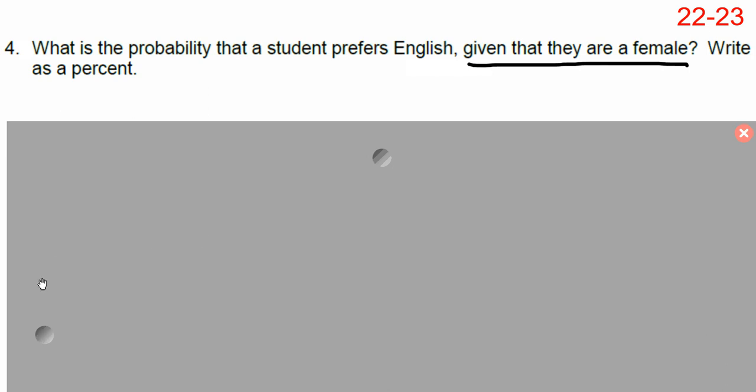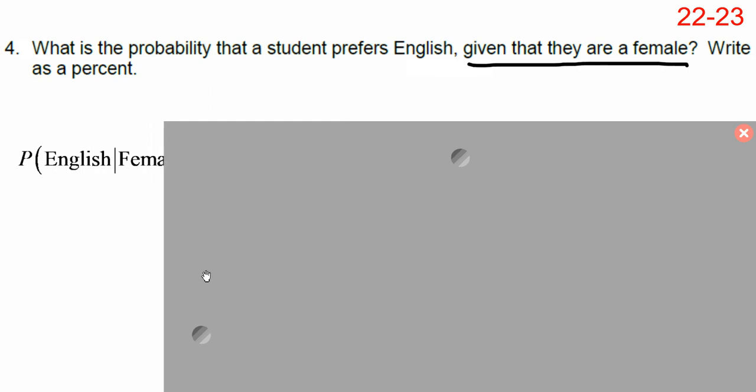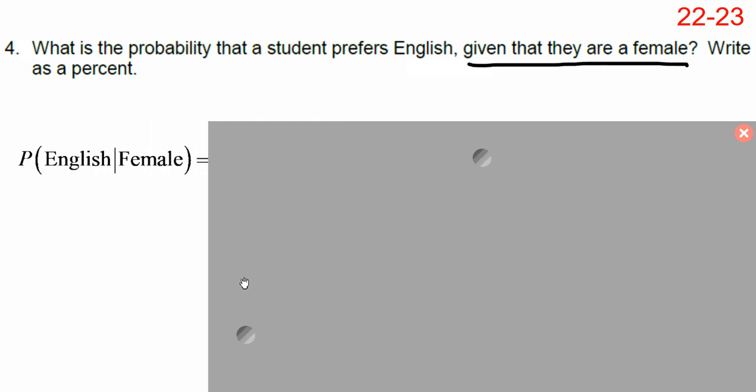So what would that look like with our probability notation? Well, we're saying that we are looking for the probability that a student prefers English given that they are a female student. Notice how here, when we're talking about the probability notation, it looks like P, and then you have your first and second events, right? Well, our first event is given that they are female. So it kind of looks like it's to the right of that bar. And then what part are we looking with? Those that prefer English.